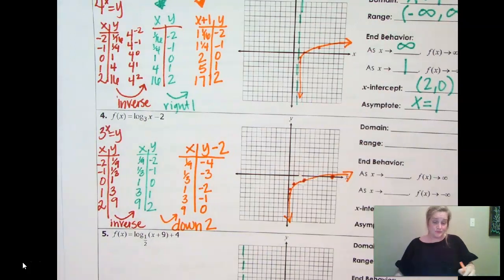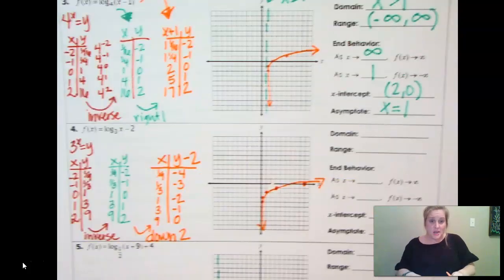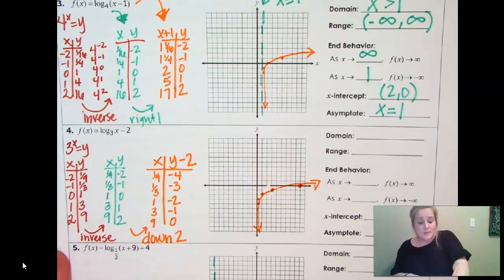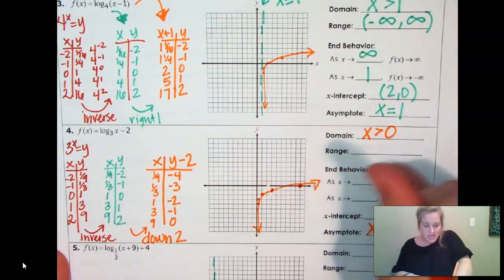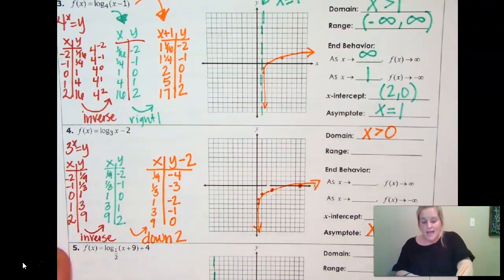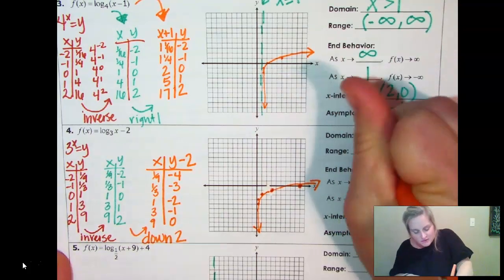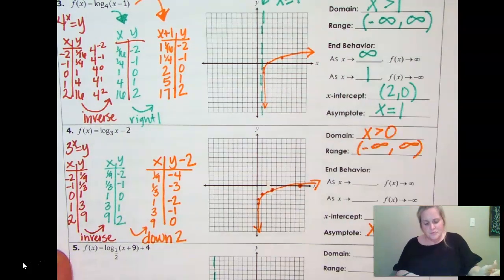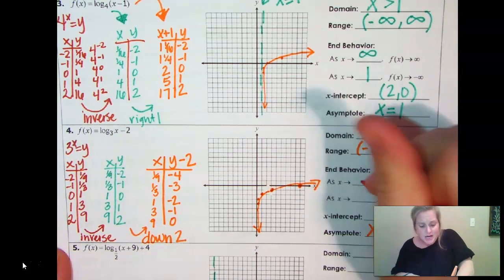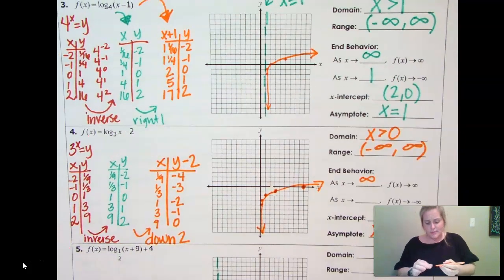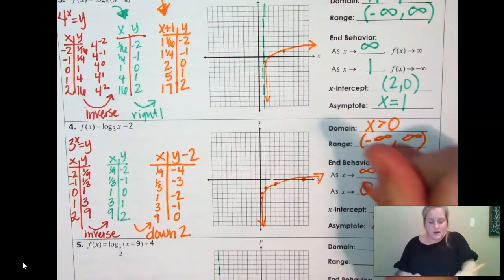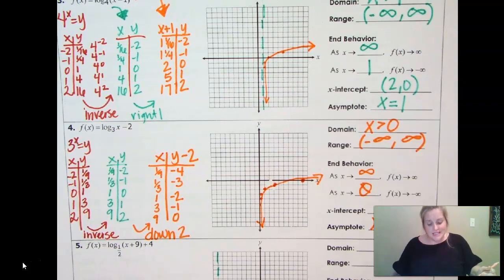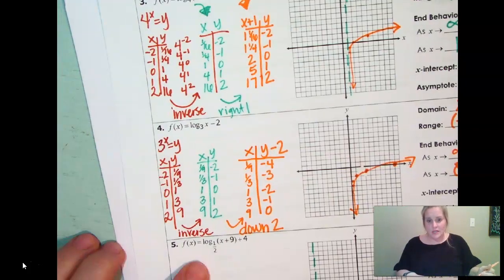Make sense? Okay, let's talk about all our parts. Our domain and range. So our domain is going to be all the x's that are greater than 0 because my asymptote is at 0. So I'm just going to go ahead and say x equals 0 for my asymptote. My range hasn't changed: -infinity to +infinity. The end behavior: as x approaches +infinity, y approaches +infinity. As x approaches 0, y approaches -infinity. Perfect.